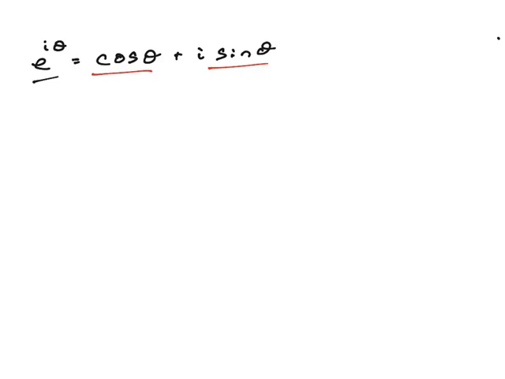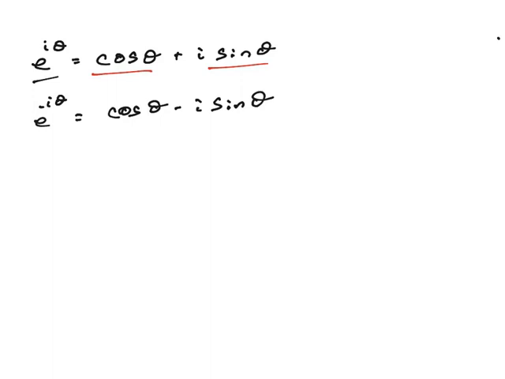Now, of course, with this, there's another one that's very similar, and it says e to the minus i theta is cosine of theta minus i sine theta. Okay? So two little relationships, very easy. If you know one, then you know the other. You just put the minus sign on the imaginary term, or the positive sign on the imaginary term.